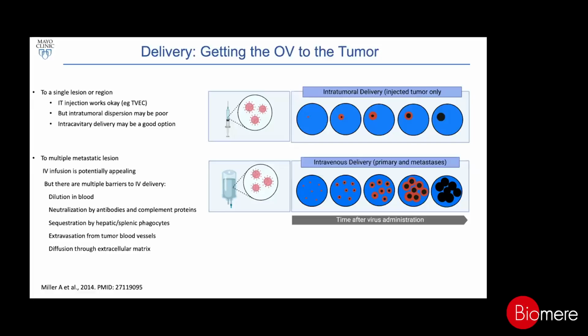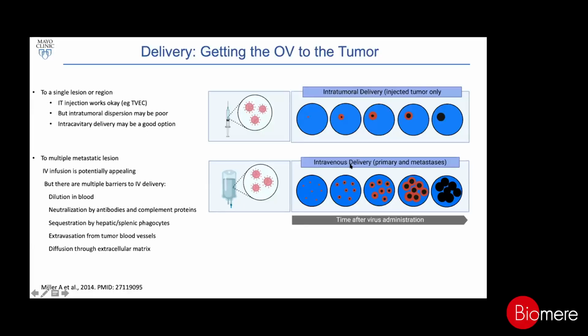As infection continues to spread, the infectious centers continue to enlarge, but the ring of viable cells is maintained until the infection reaches its maximum spread and all infected cells die. This IT delivery works for some oncolytic viruses, such as TVEC, which is the first ever oncolytic virus approved for the treatment of patients with melanoma. However, as illustrated in the graph, intratumoral dispersion might be poor and tumor regression might be mainly mediated by the immune system rather than direct virus oncolysis. A good option for the IT delivery could be intracavitary delivery.